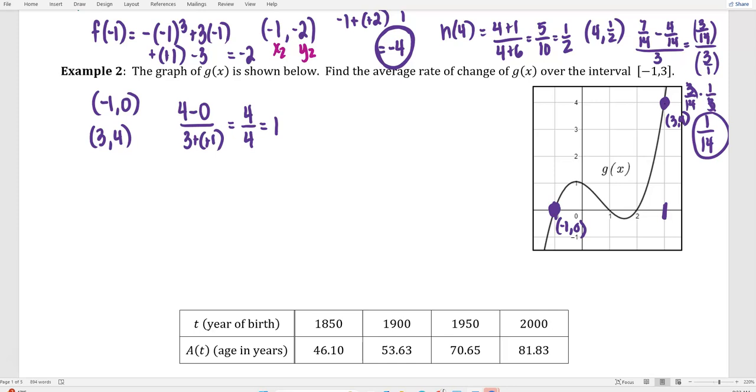Another option on these, instead of using the points, I could just draw the line in right here and count the slope. So if I look at this, I'm going up 1 over 1, up 1 over 1, up 1 over 1, up 1 over 1. So the slope is 1 for that. So you wouldn't necessarily have to show work if you did it that way.